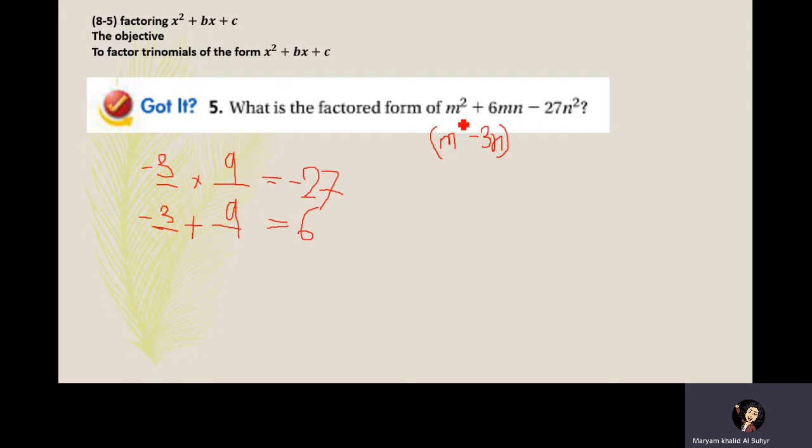Don't forget, here we have two variables. The new thing here is that we have a new variable. Here two variables, not only one. Here again, I'm going to say it's m plus 9n, minus 3n.